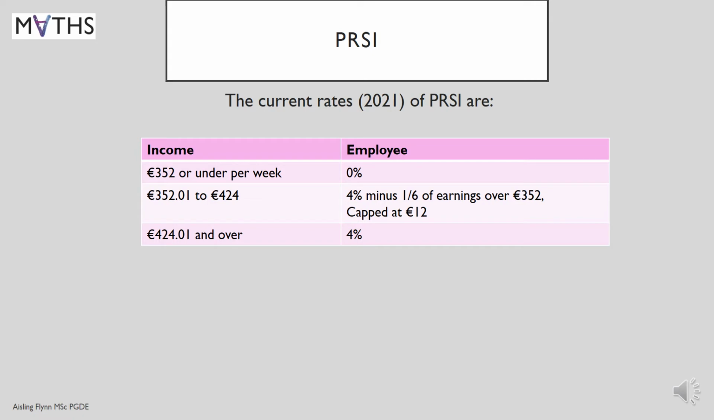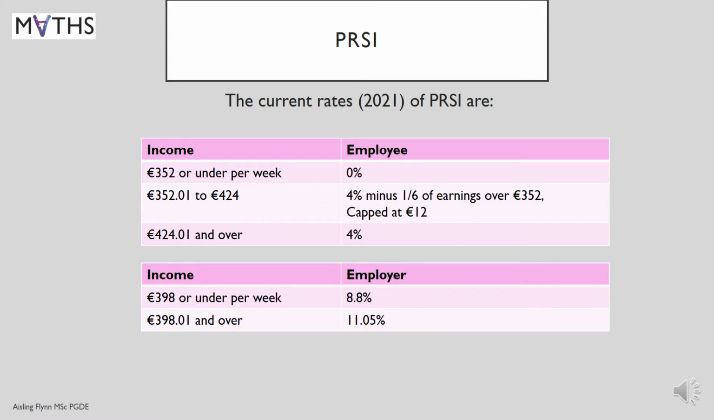Then there's a middle bracket who pay maximum €12 PRSI, and there are intricate calculations inside that. But if you earn €424 or more, you pay 4%. Most of the examples given would be 4%. As already mentioned, the employer or the boss also pays PRSI on an employee's behalf. There are the rates there. They're not really asked about, so we don't calculate those unless we're asked to. And all percentages and figures will be provided if you need them.